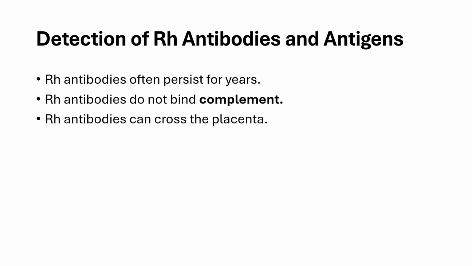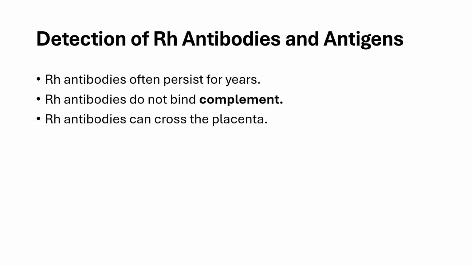Once formed, these antibodies can remain detectable in the circulation indefinitely, making it important to consider past transfusions or pregnancies when evaluating antibody presence. Unlike some other blood group antibodies, Rh antibodies do not typically bind complement, which means they usually cause hemolysis through immune-mediated destruction rather than complement-mediated lysis.